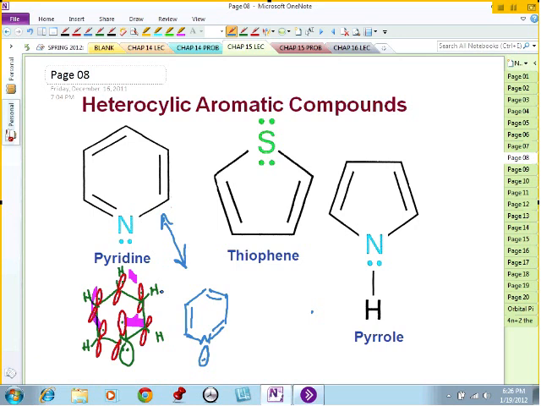Okay, now the question I ask is, how many electrons does nitrogen contribute to the pi electron system within the aromatic ring system? How many electrons does nitrogen contribute? That was the question, and the answer was one, because you only have one electron here. Okay, this is another example here, this molecule here.